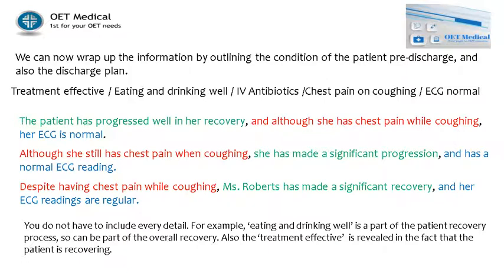So now we can wrap up the information by outlining the condition of the patient pre-discharge and also the discharge plan. So the things we're covering: treatment effective, eating and drinking well, IV antibiotics, chest pain or coughing, ECG normal.